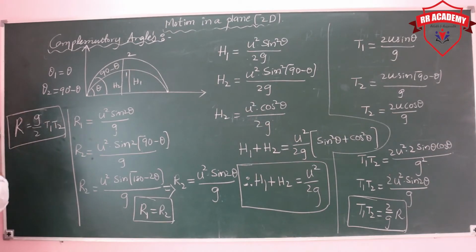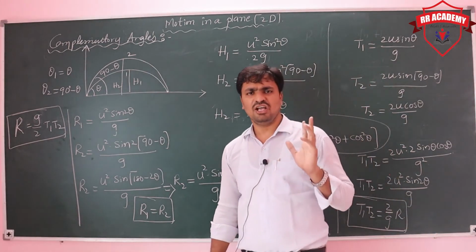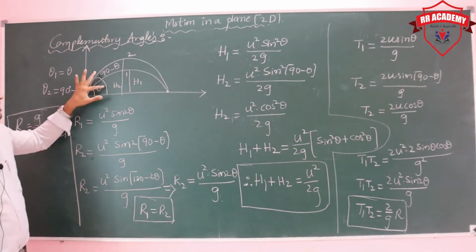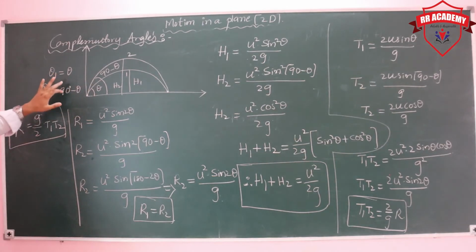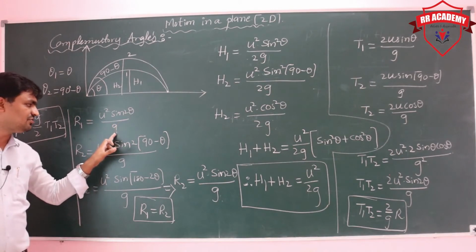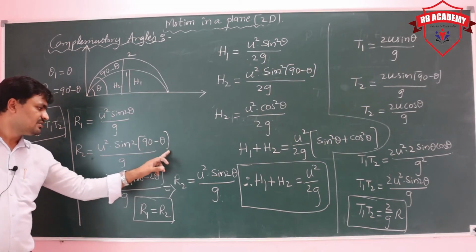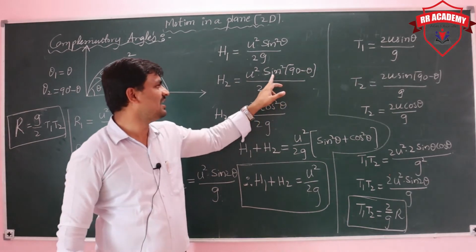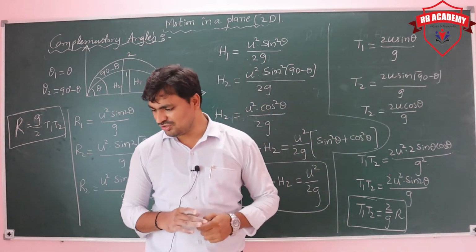So this is the relation for two bodies projected with complementary angles, meaning the sum of the two angles is 90. One body is projected with angle theta and the other with 90 minus theta. Then R1 is equal to u square sin 2 theta by g. For the second, sin of 180 minus 2 theta is sin 2 theta only, and sin of 90 minus theta is cos theta. So like that we can get it.